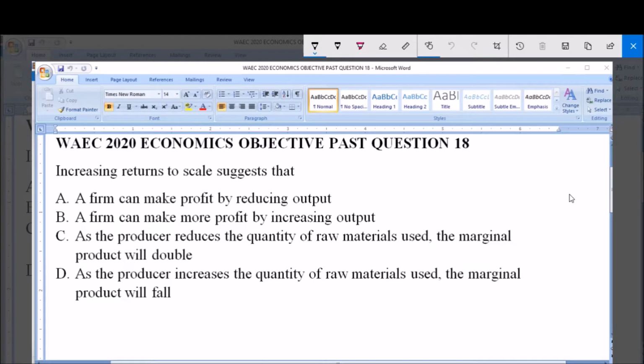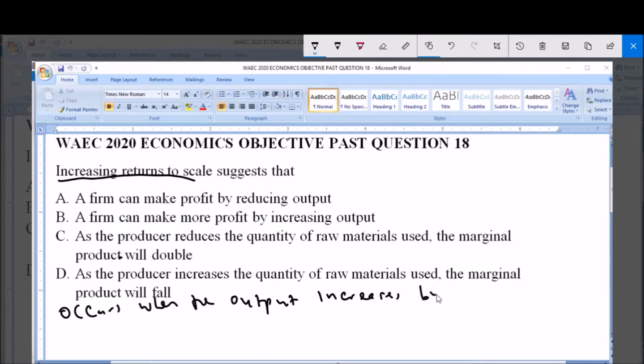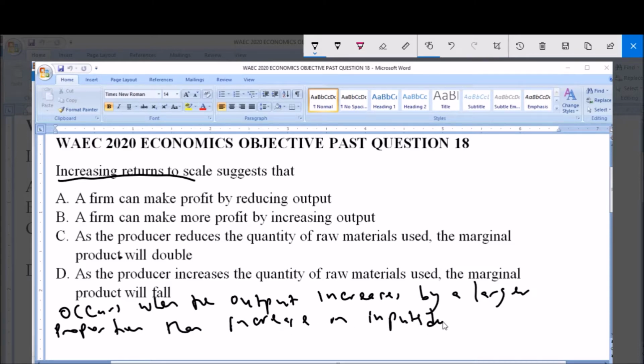So the concept we're looking at here is increasing returns to scale. And increasing returns to scale occurs when the output of a particular firm or business increases by a larger proportion than increase in inputs during the production process.